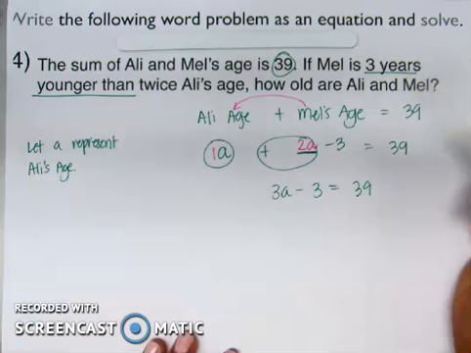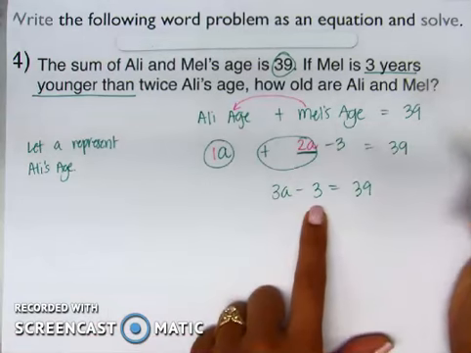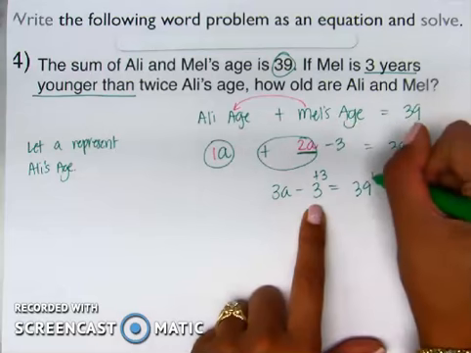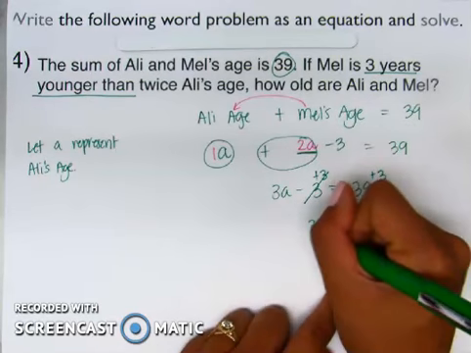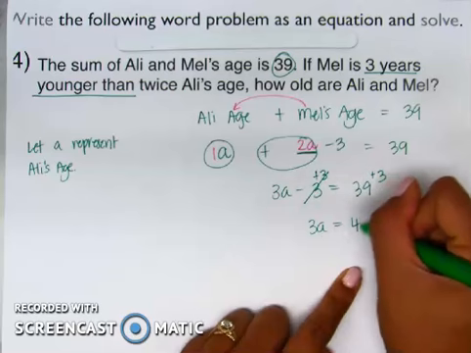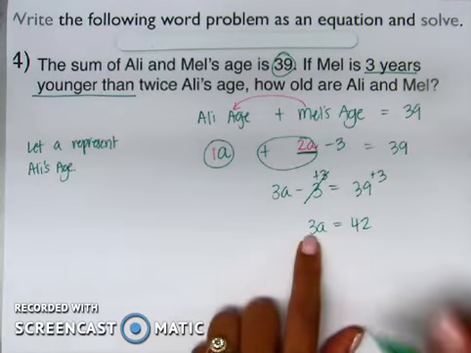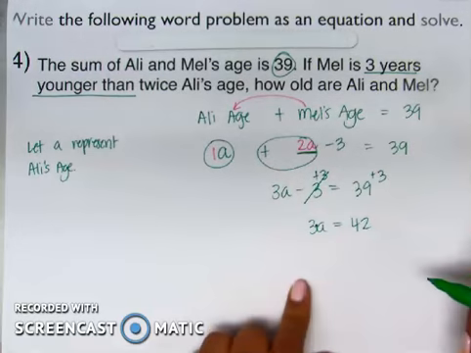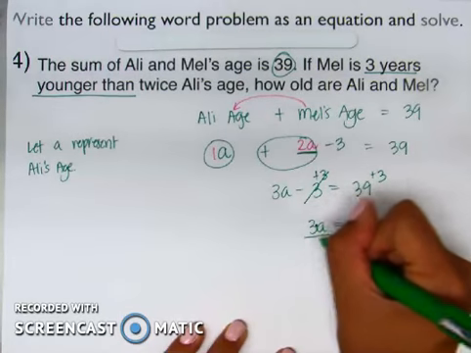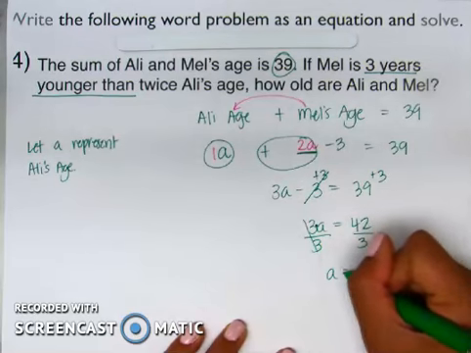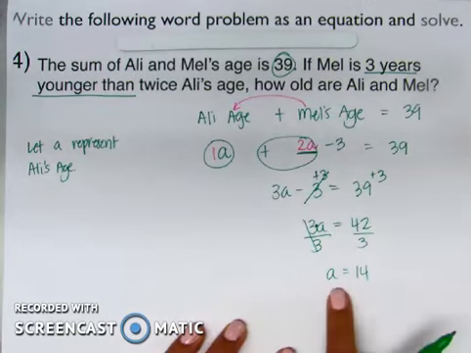So the first thing we want to do is get rid of this constant. So instead of subtracting 3, we're going to do the inverse and add 3 to both sides, leaving us with 3A equals 42. Now the next thing we're going to do is get rid of this coefficient. Since it means 3 times A, the inverse would be to divide both sides by 3, leaving us with A equals 14.